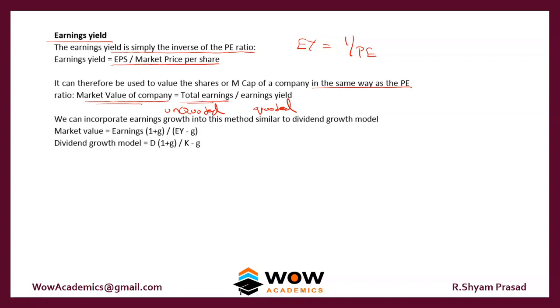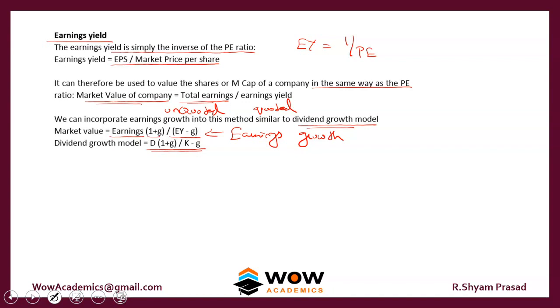We can incorporate earnings growth into this method, similar to the dividend growth model. Okay, so you can also add the G here. For example, if you take the dividend growth model that we'll see later, the formula works like this. So the same approach can be used here. Earnings into 1 plus G divided by EY minus G. So if there's going to be earnings growth given in the problem, then you have to use this formula.